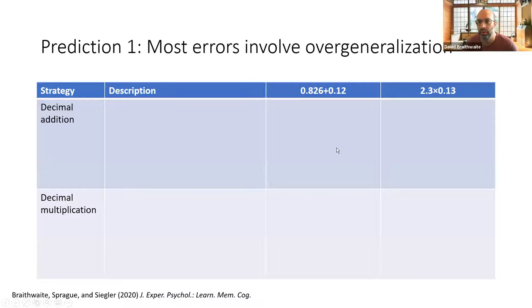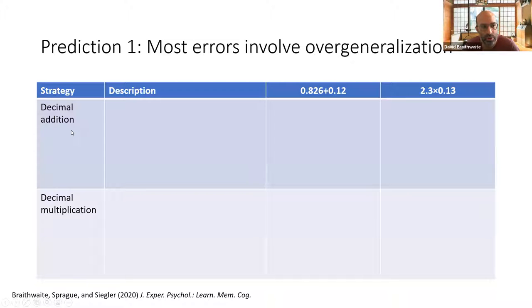All right, so let's go on to the results. The first prediction, recall, was that most of children's errors would involve overgeneralization of strategies. So I'd like to illustrate what I mean by overgeneralization of strategies in this context.